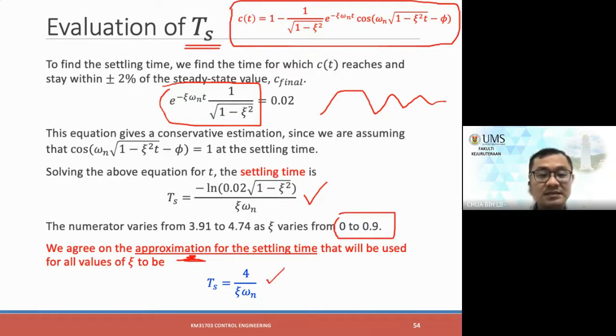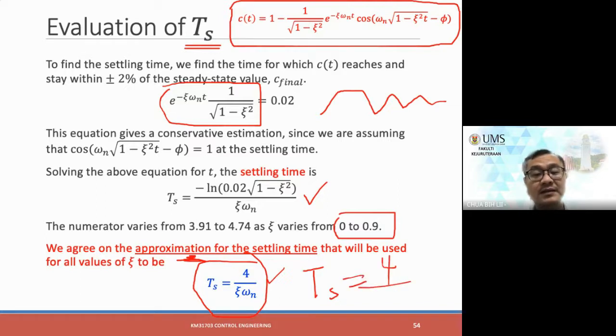This settling time is very similar to the settling time for the first order, right? 4 divided by the a. So if you look at the first order system, you have something similar to this, 4 divided by the constant. And for second order, we just approximate it with this.